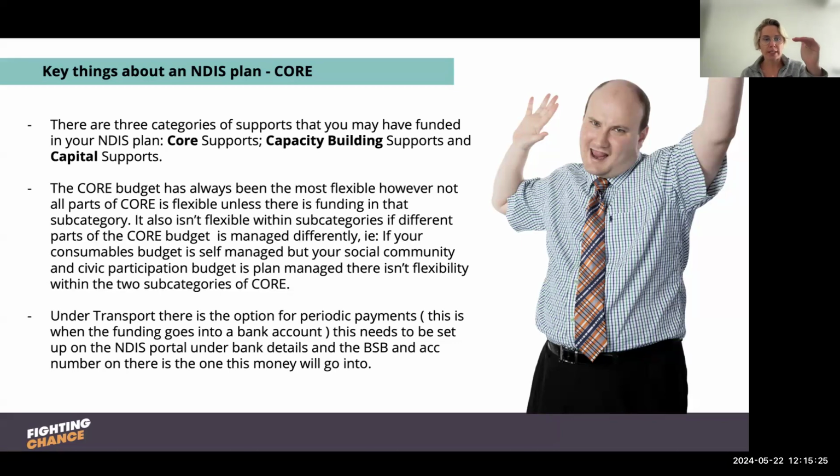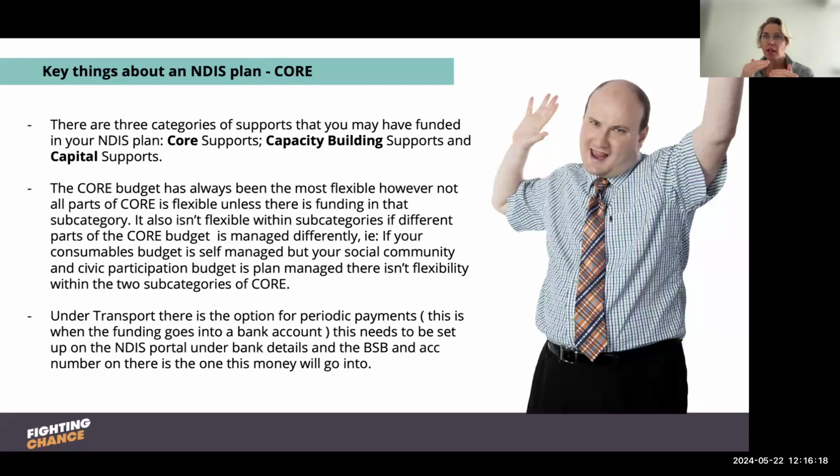Under the core budget, there's going to be a number of subcategories. We don't necessarily see all of the subcategories under a budget amount, because it's sitting in the background in the system. But the main ones are consumables, daily activities, social and community civic participation, and transport. Home and living has also recently become a subcategory. If you've got home and living supports, it was originally for SIL and ILO or flexible core. It wasn't originally put in your daily activities budget in that subcategory, but now it's put in its own home and living budget. What I mean by flexible is, unless there's no money in there.